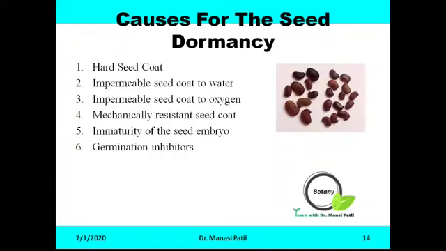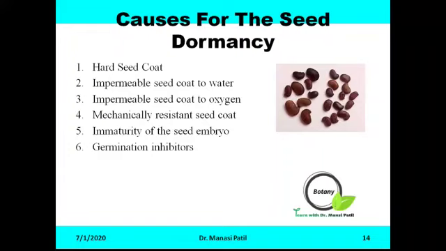The third, that is impermeable seed coat to oxygen. Dormancy of particular seeds, for example Xanthium, is caused due to oxygen impermeable seed coats. In grasses and members of family Compositae, seed coats are present that are permeable to water but impermeable to oxygen.